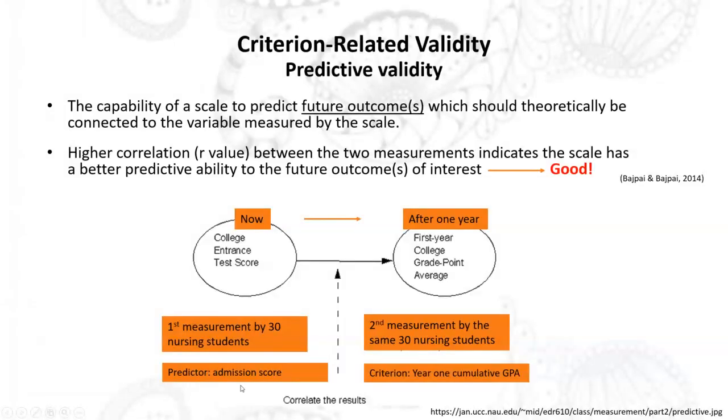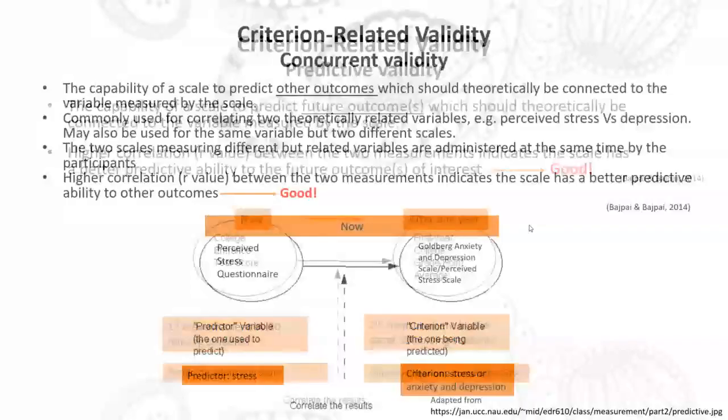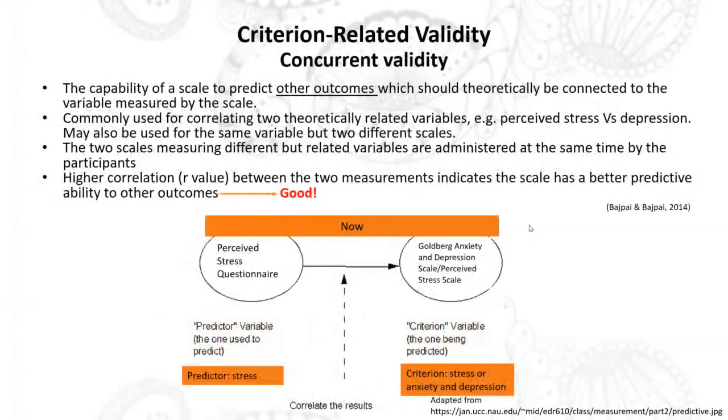the college entrance test score, and the criterion here is the year 1 GPA. I want this test to be able to predict the academic performance of these groups of students after 1 year. So it is predictive validity. We have predictive, we have concurrent.